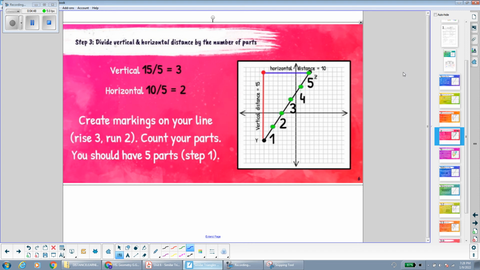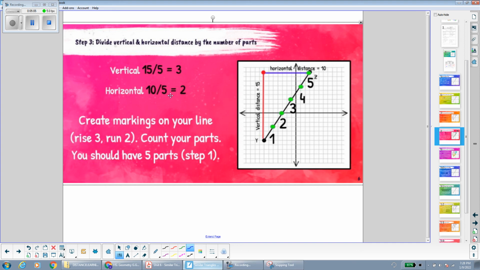So we found that our vertical change, our change in Y, was 15. If we divide that by the number of parts that we're splitting the line segment into, we get 3. And our horizontal change was 10. That was our change in X.